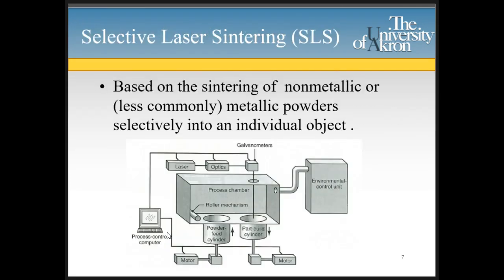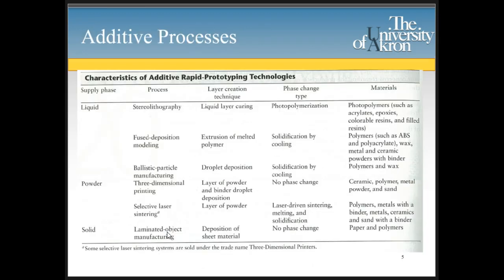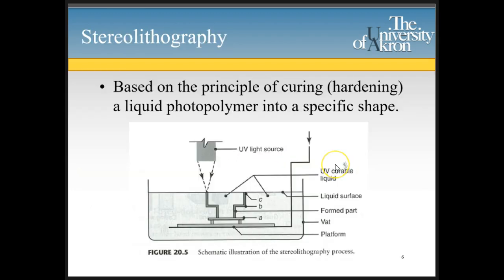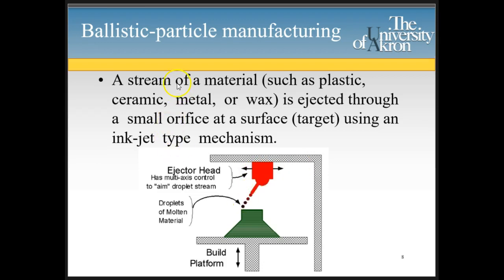Okay, next we have ballistic particle manufacturing, and that's here, ballistic particle manufacturing, three-dimensional printing. You basically take droplet deposition. I'm sorry, these are separate. Ballistic droplet deposition, and you heat it up and melt it, and it basically cools, and you can use polymers and wax. So it looks like this. A stream of material such as plastic, ceramic, metal, or wax is ejected through a small orifice at a surface using an inkjet type mechanism.